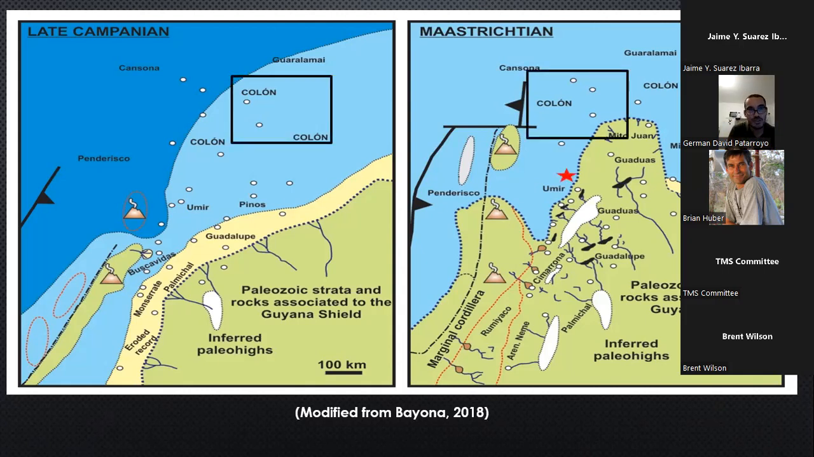And I will talk a little bit more about two areas, mostly this one with the black square, related with a unit called Colon Formation, that in both cases, at least for the late Campanian and the Maastrichtian, is related with exclusively marine conditions. And with the red star, I will talk a little bit more about the Umir Formation, that is a unit that is a kind of transition between marine and exclusively continental conditions.